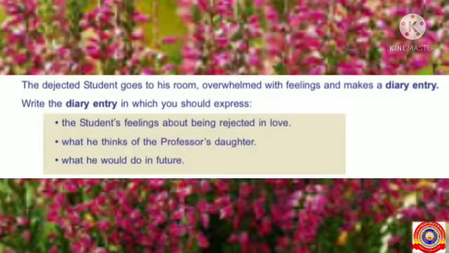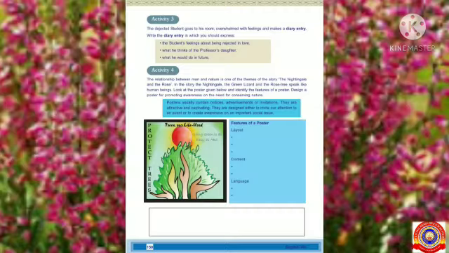Students, I already told you about how to write a diary entry, didn't I? Yes, so hope you will write the diary. First of all, you have to write the date on the top of the diary. Then you can express the points given there. All of you try to write the diary yourself.